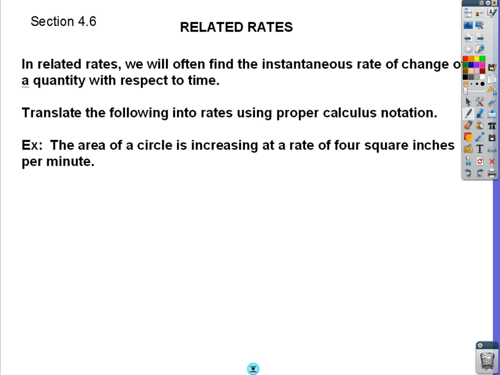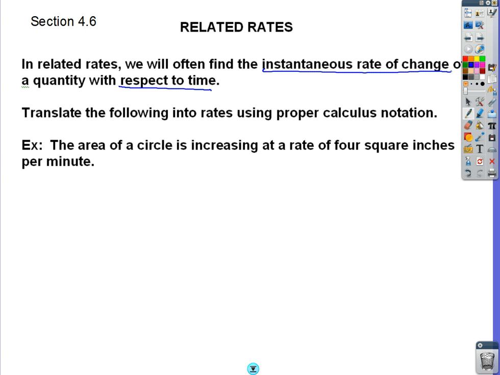So here we go. In related rates, we're going to be trying to find the instantaneous rate of change for some quantity with respect to time. Notice, with respect to time, okay? So an instantaneous rate of change might be a derivative with respect to time. Let that sink in for a little bit, okay?